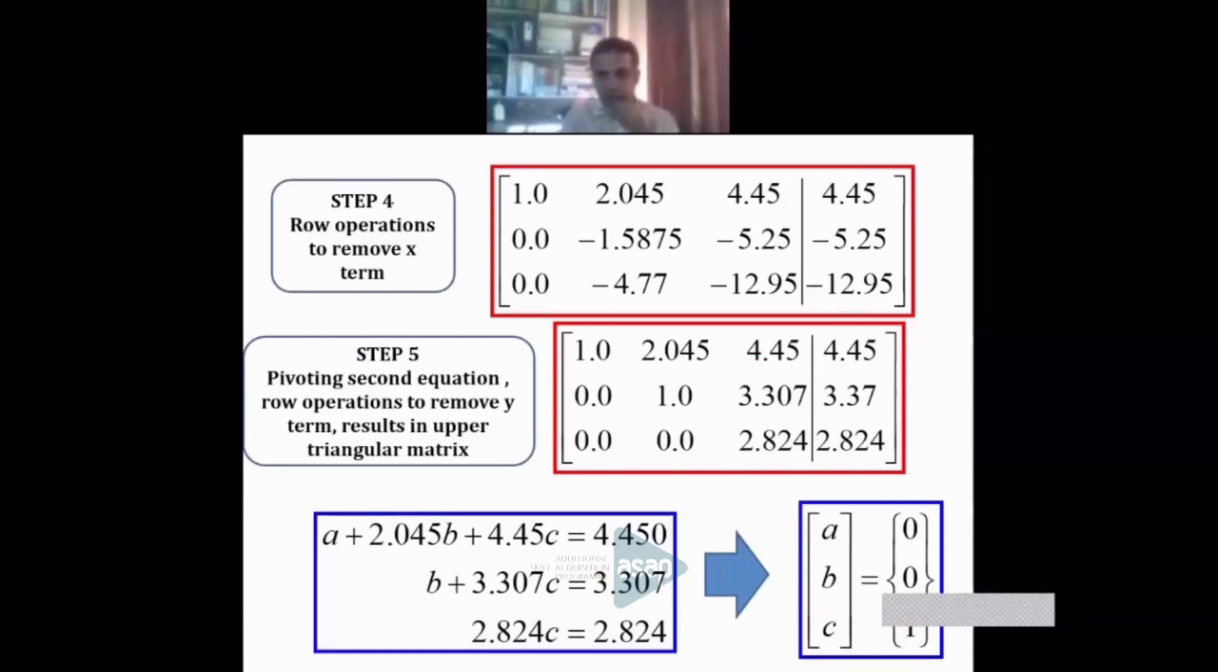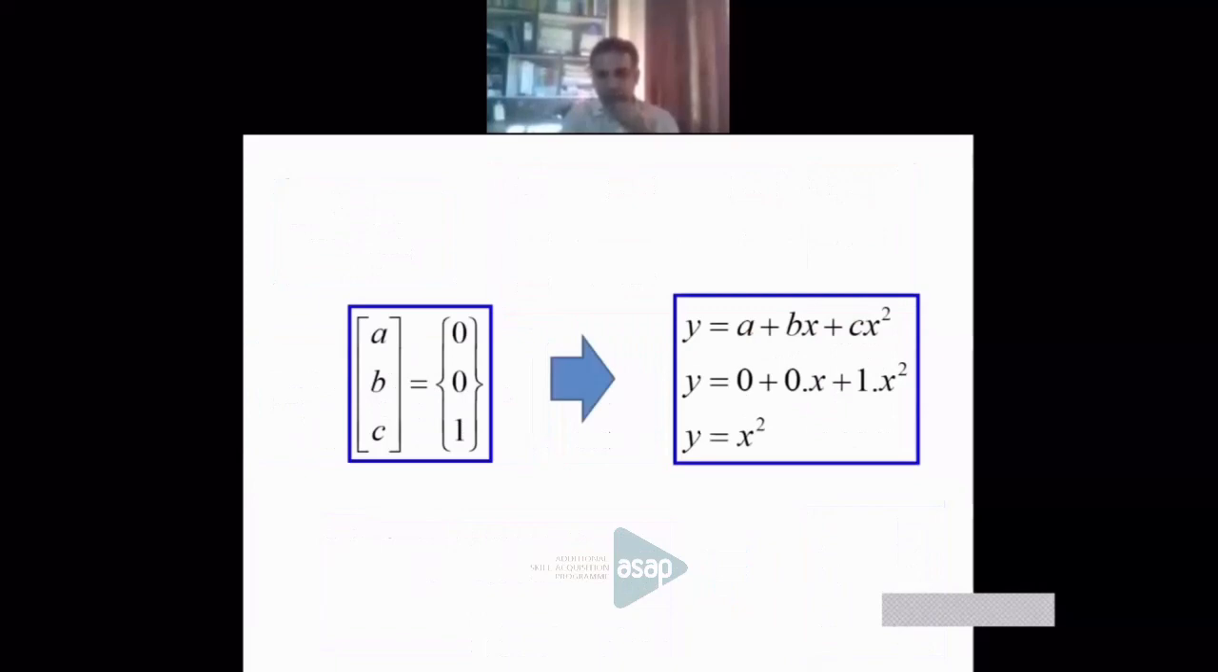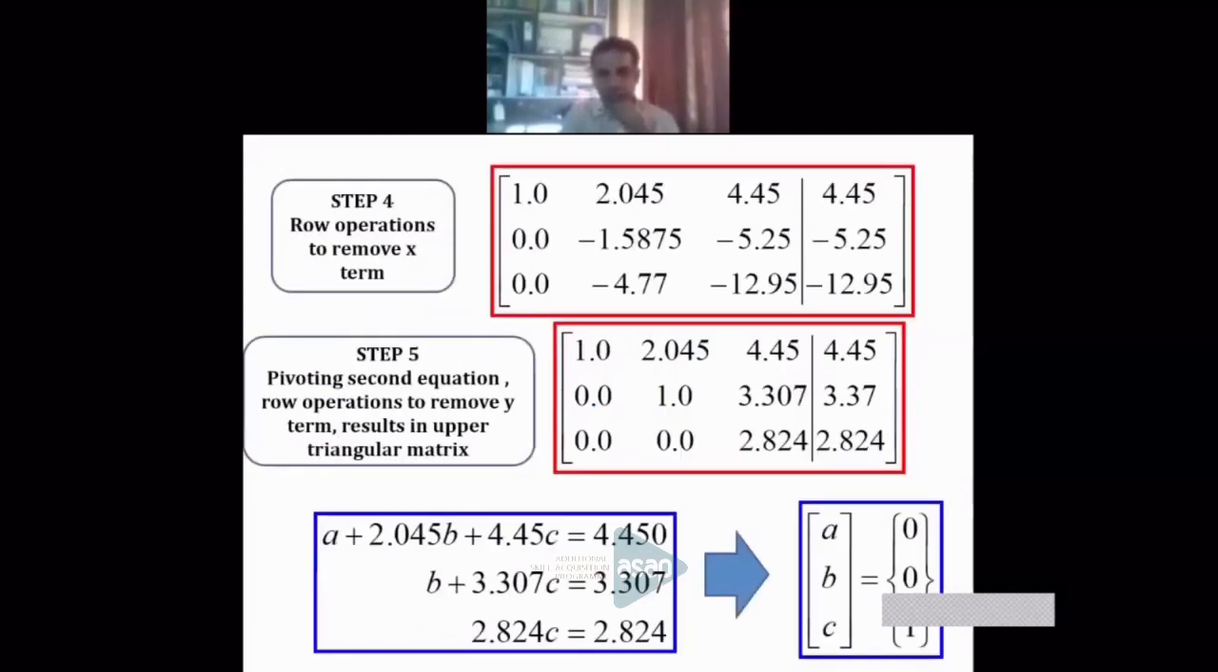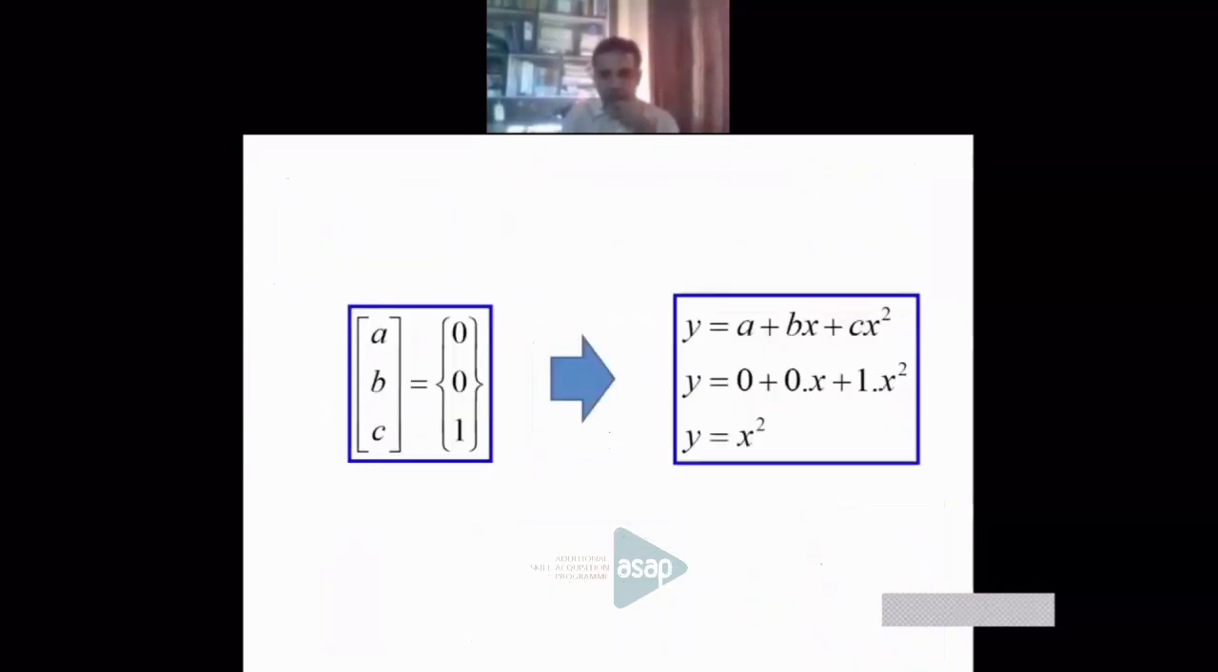Now c equals 1 is back substituted. When c is 1 is back substituted, you can say b equals 3.307 minus 3.0, then b is 0. Same way, when a and b are substituted, you get b is 0, c is 1, a equals 4.50 minus 4.50. Next slide. So I get a as 0, b as 0, c as 1.